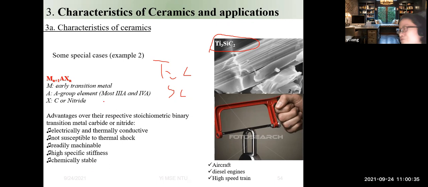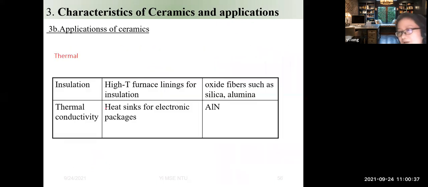Okay, I just gave you special things here. Ceramic can also be widely used, like we said before, for thermal insulation, like aluminum nitride. Aluminum nitride is a very famous heat sink material, very much used in your handphone and your computer as a heat sink for electronic packages. And insulators like oxide fibers such as silica and alumina.